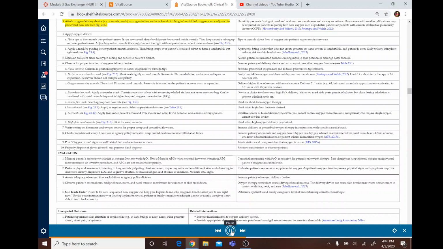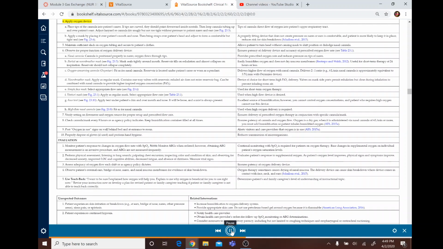3. Attach oxygen delivery device, for example cannula or mask, to oxygen tubing and attach end of tubing to humidified oxygen source adjusted to prescribed flow rate, see Fig 23.6. Humidity prevents drying of nasal and oral mucous membranes and airway secretions. Flow meters with smaller calibrations may be required for patients requiring low-dose oxygen such as pediatric patients or patients with chronic obstructive pulmonary disease, COPD, Hockenberry and Wilson, 2015, Restrepo and Walsh, 2012.